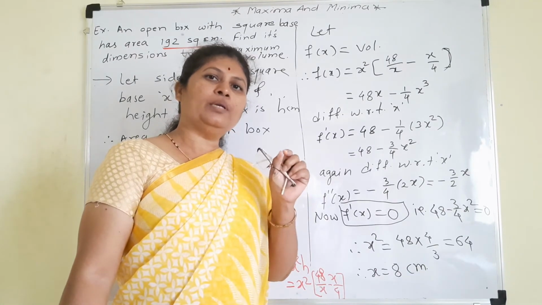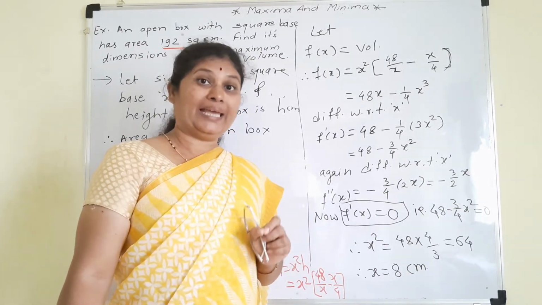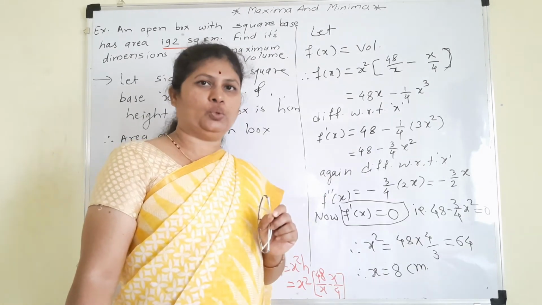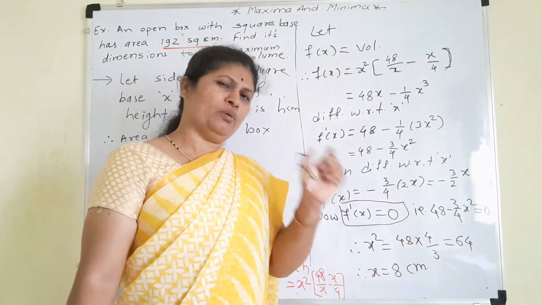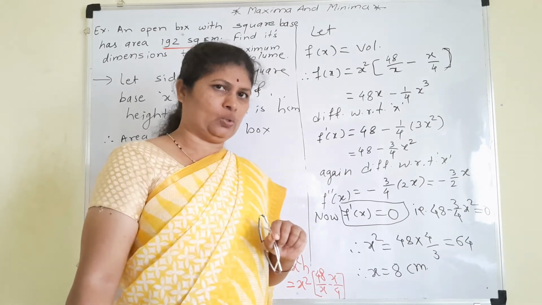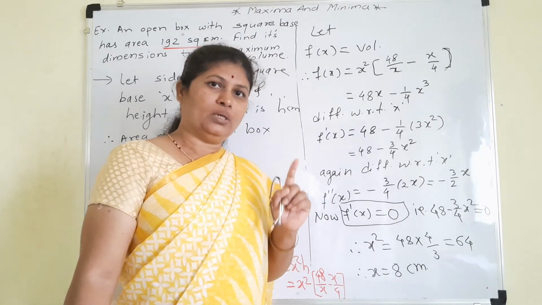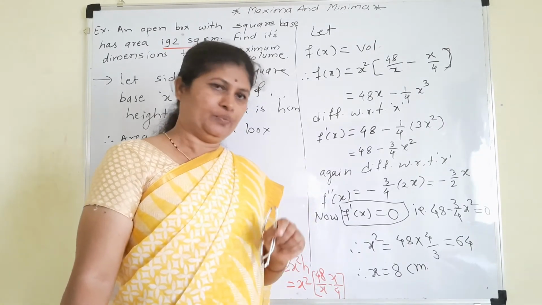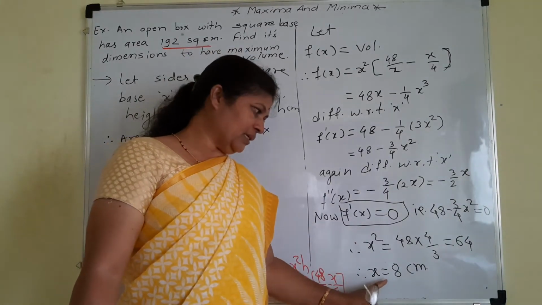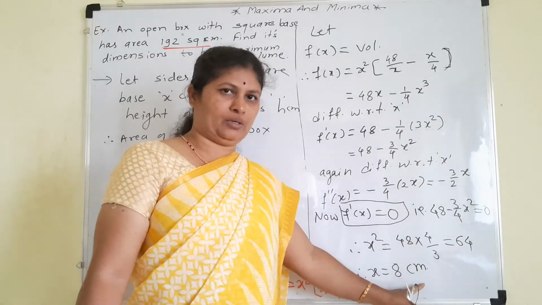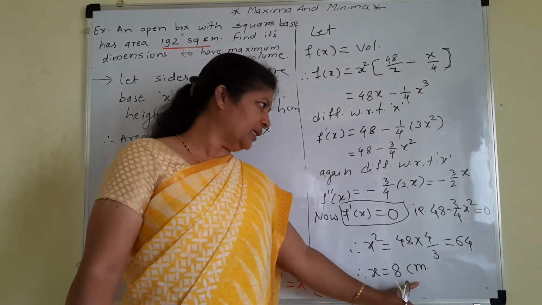Therefore length will always be positive. If some length is there, it should be positive. It will not be 0 also. I am not saying non-negative, it is positive only. So length is positive and hence x is equal to 8 centimeter. I got x is equal to 8 centimeter.